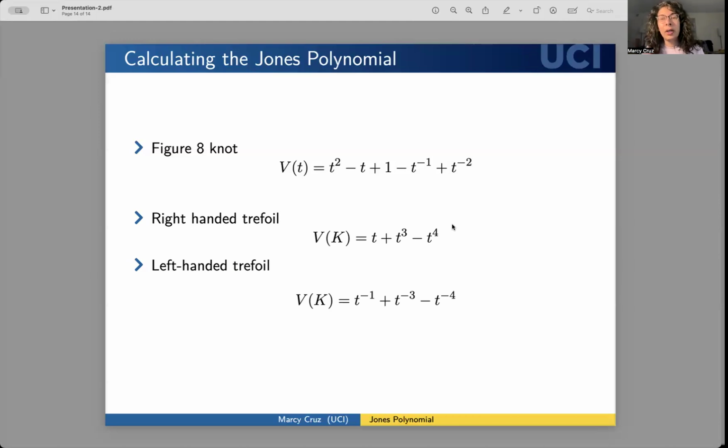When a knot is not equivalent to its mirror image, then we say that it is a chiral knot. However, the figure eight knot is what we call an achiral knot, which basically means it is equivalent to its mirror image.